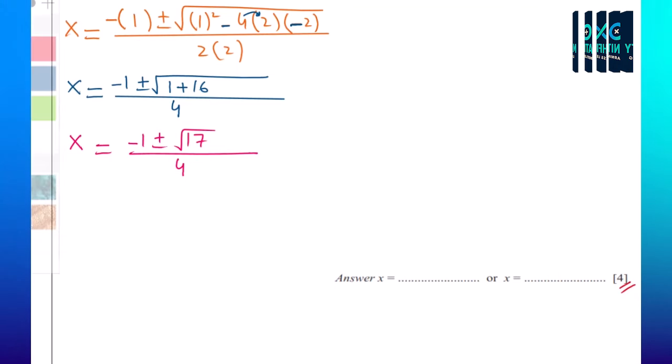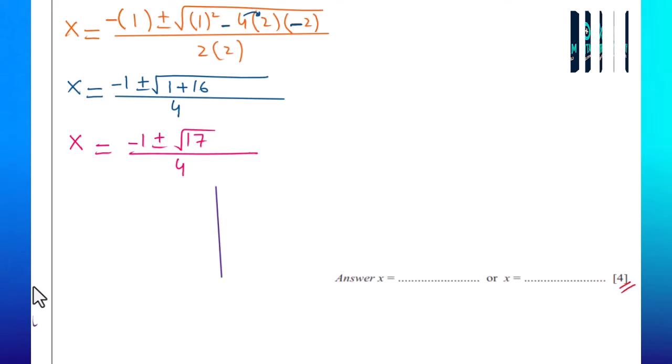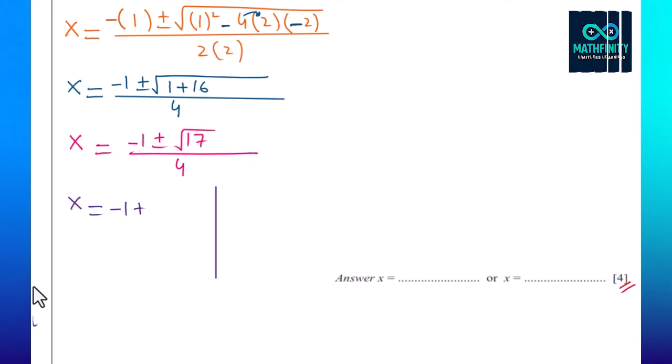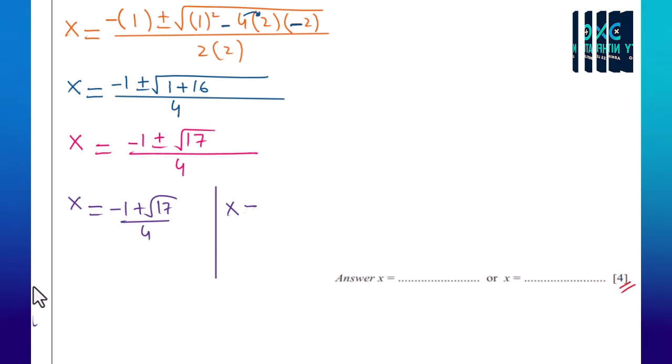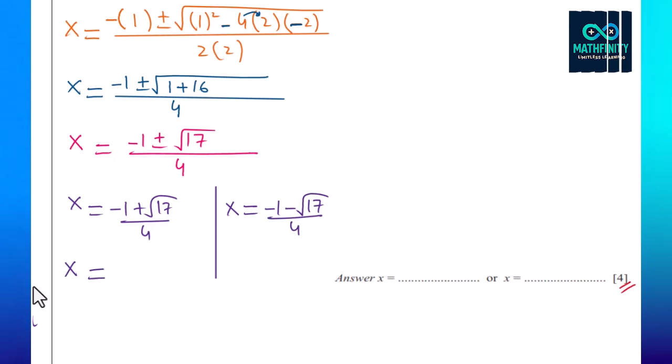One is positive, one is negative. You can separate from here, you can make the column and separate from here. One answer will be positive. X is equal to minus 1 plus square root 17 over 4. And the other answer will be X is equal to negative 1 minus, because one time positive, one time negative, you have to separate. Now you can use the calculator. And these questions will be, if they write the statement, give your answer to 2 decimal place or 3 decimal place, it means these questions will be in paper 4 with calculator.